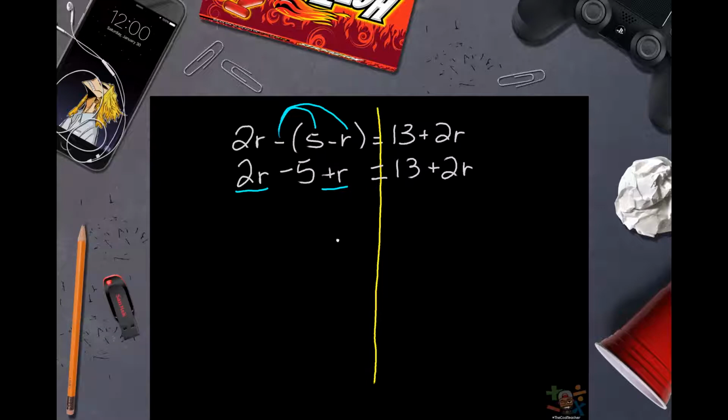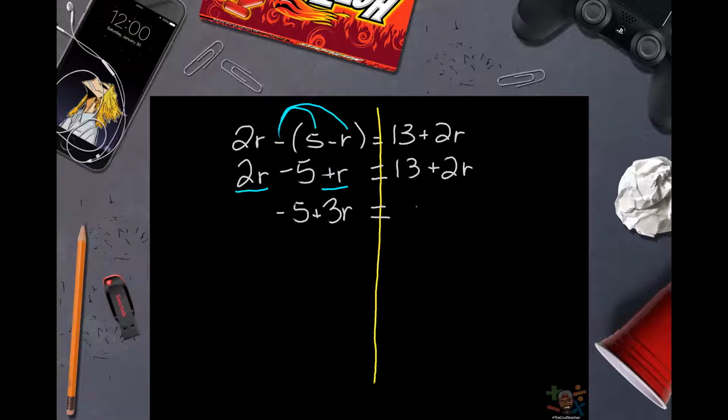So my 2r and my positive r, or 1r, combine to give me 3r, because I'm adding them together. This is like a 1 here. It's almost like 1r plus 2r. Now I'm going to bring down my -5. And what kind of 3r is this? Well, I added these together, and there are no negative signs there, so it is a positive 3r.